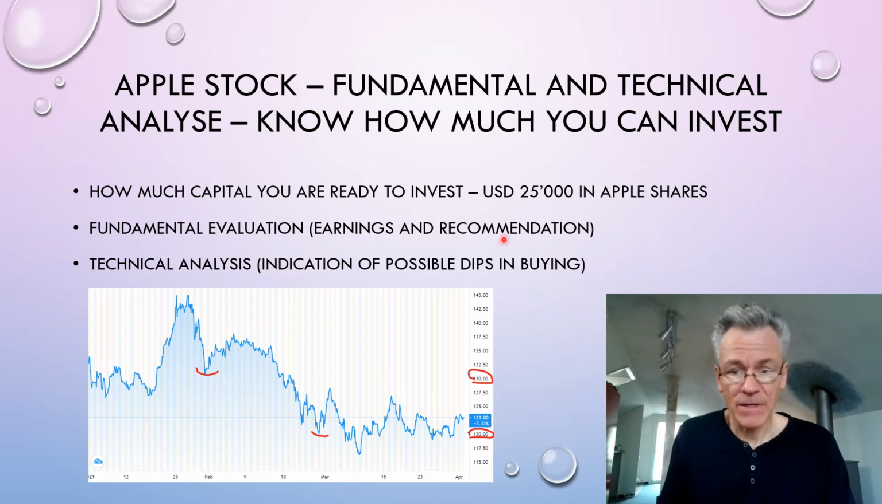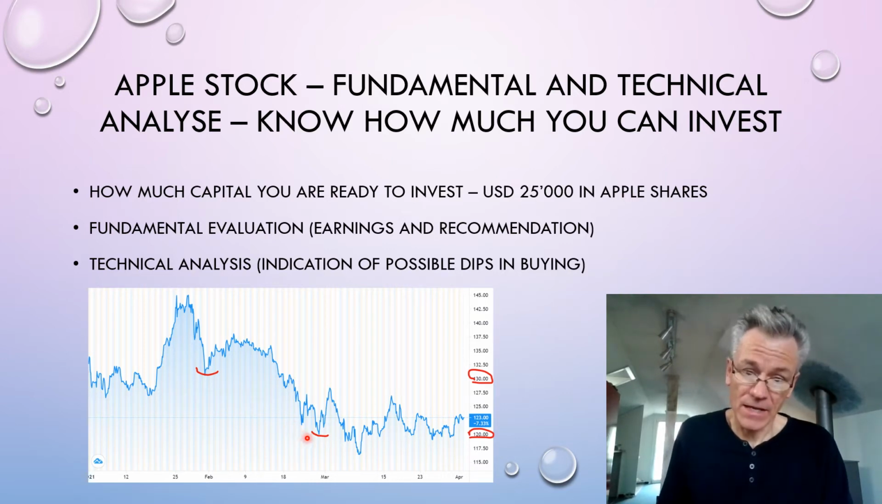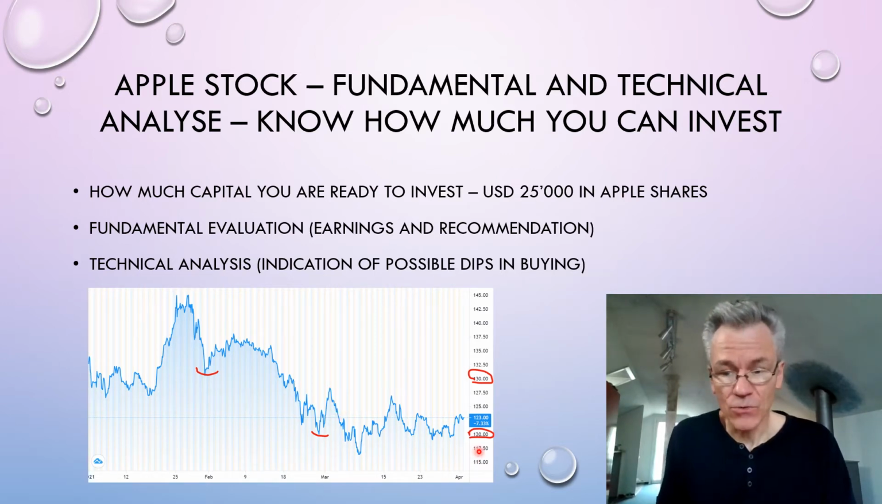Because one option equals 100 shares, 130 would be 13,000 US dollars to invest. And then I said to myself, in case it drops even more to 120, I would sell another put option, making another $12,000 ready to invest in Apple. So I would get a total of 25,000. I think this is very important, as I said. You should be aware of how much you are ready to invest.